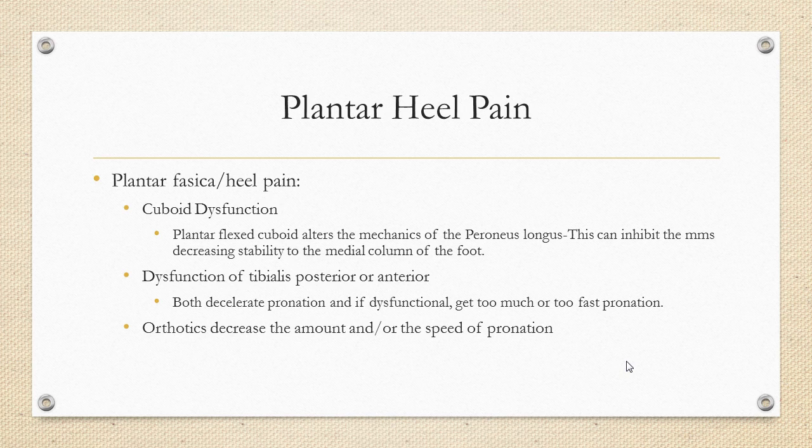Dysfunction of the tibialis posterior and anterior. Again, we need to figure out why this is occurring. Perhaps it's lumbar or pelvic girdle dysfunction, but both are responsible for decelerating pronation. That is their function. And if they're dysfunctional, that pronation is going to be too much or it's going to occur too fast. Orthotics are designed to decrease the amount and or the speed of pronation.